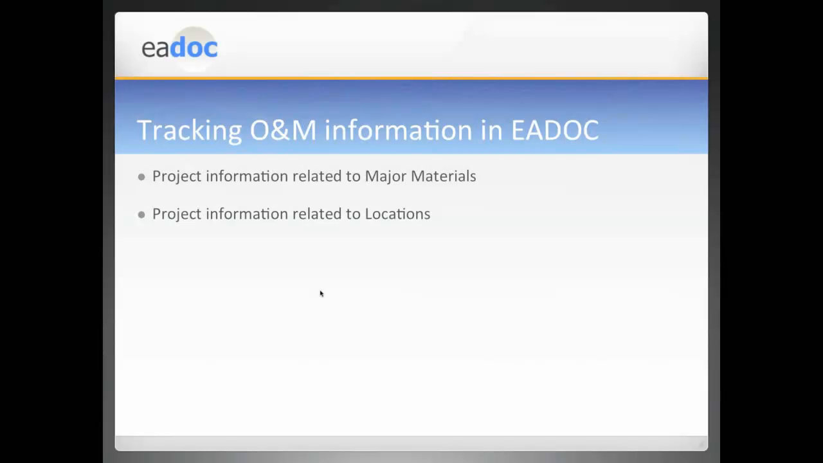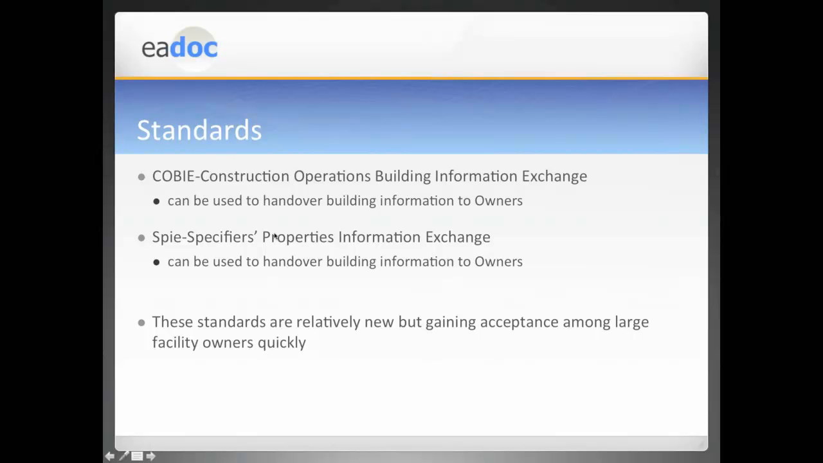The SPIE, or the Specifiers Properties Information Exchange, this deals more with the material suppliers. So this is what data should be coming from those material suppliers. And so when you combine these two together, you get a really nice mechanism or set of tools for tracking the information throughout the design and construction processes with the intent of reusing that data over and over again as you operate and maintain these facilities.